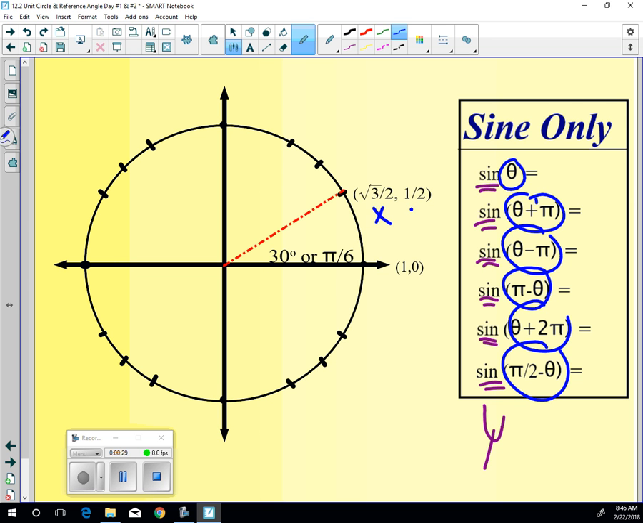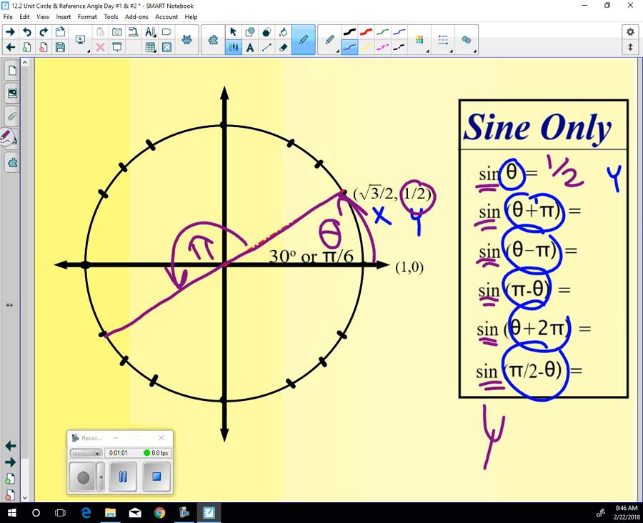Which is the sign, x or y? It's the y. So since it's the y, we're going to say the sine of theta is 1/2. Are you good with that? Now it's saying take the sine of theta plus pi. So this is theta. Plus pi is going to take me way over here, plus another pi. So this is theta, this is plus pi.